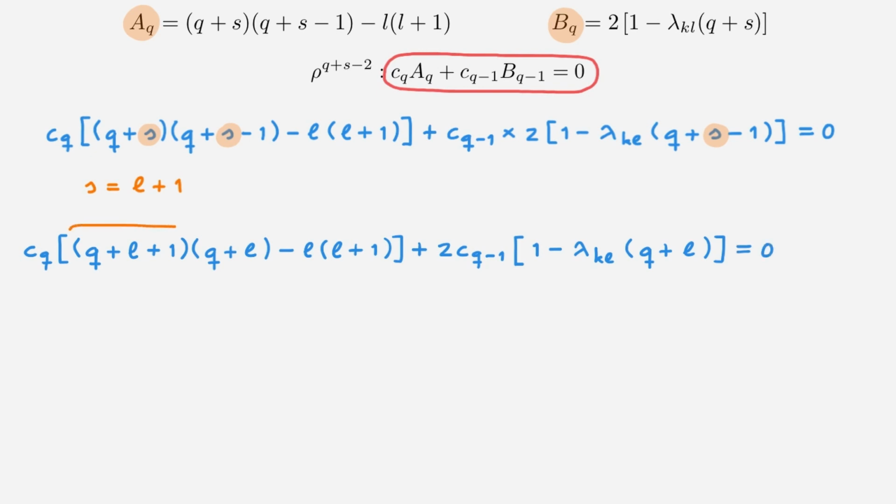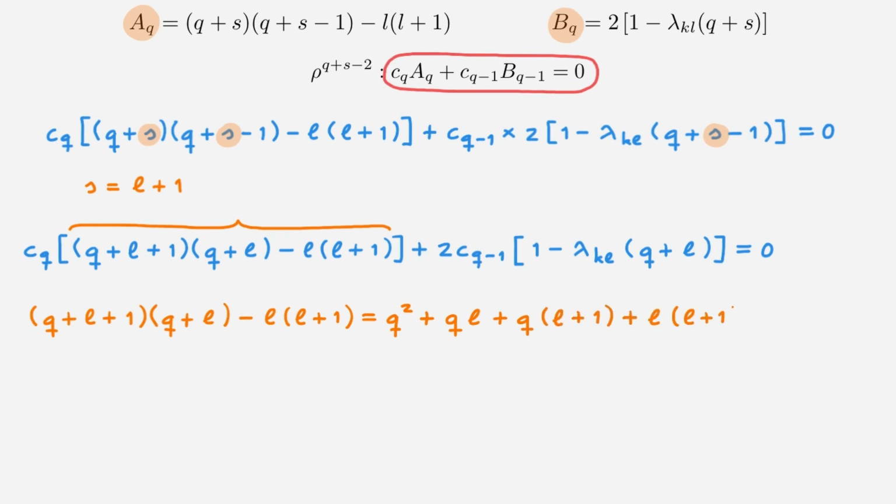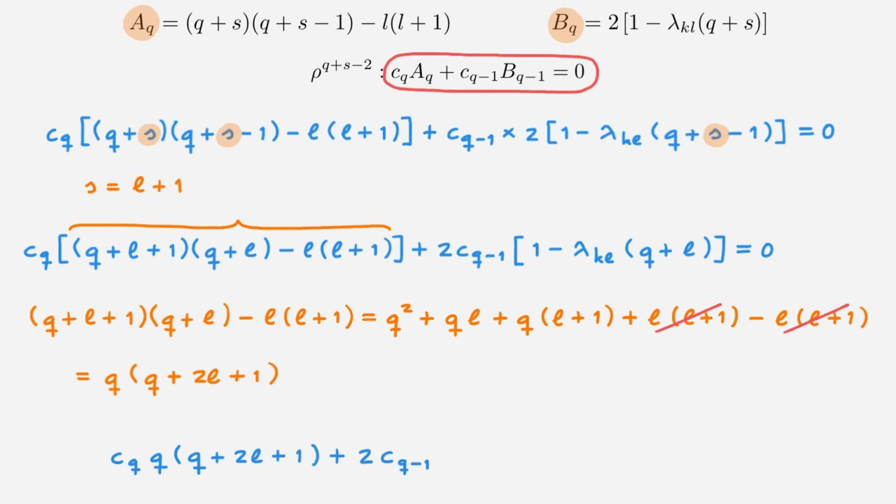We can now take this bracket proportional to cq, and we copy it down. Multiplying the first two brackets through, we get these 4 terms, and we also have to subtract the final l times l plus 1 term. We can now cancel this term with this term, and we end up with a common q factor multiplying q plus 2l plus 1. And feel free to pause here to double check this step. Bringing everything together, we end up with this long expression that describes a recurrence relation between the cq and the c q minus 1 expansion coefficients.